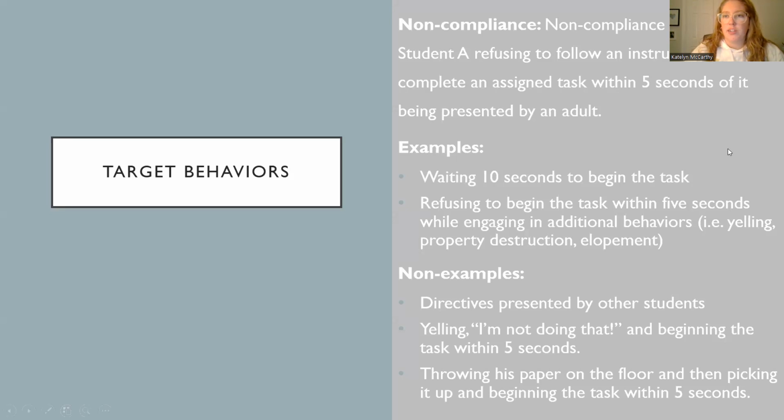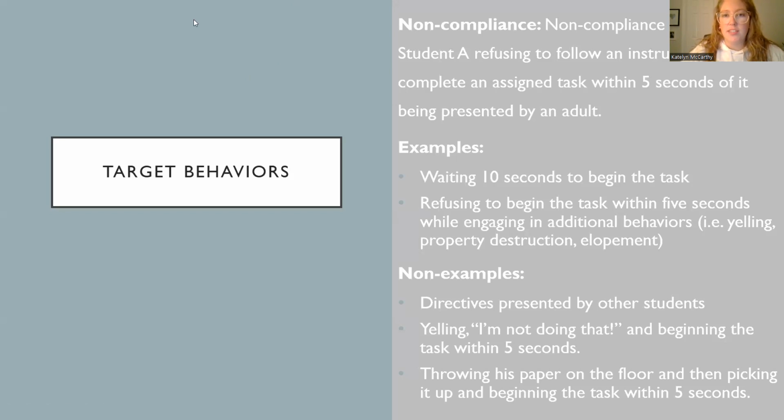The behavior we're targeting with this intervention is non-compliance. Non-compliance is defined as student A refusing to follow an instruction or complete an assigned task within 5 seconds of it being presented by an adult. Just to clarify, this means starting on an assigned task. He doesn't necessarily have to finish the whole task within 5 seconds because some school tasks especially can and should take longer than 5 seconds.